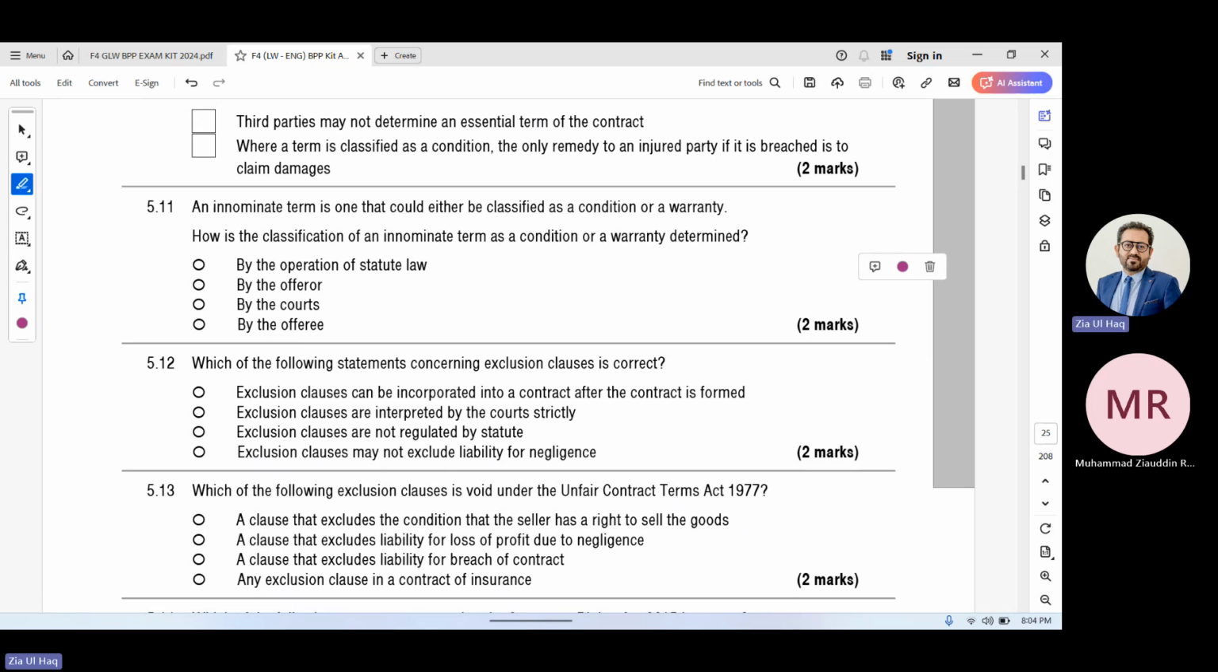5.11. An innominate term, that is not condition, not warranty. An innominate term is one that could either be classified as condition or a warranty. How is the classification of an innominate term as a condition or a warranty determined? By the operation of statute law, by the offerer, by the court, by the offeree. So court will decide whether it is a condition or a warranty.